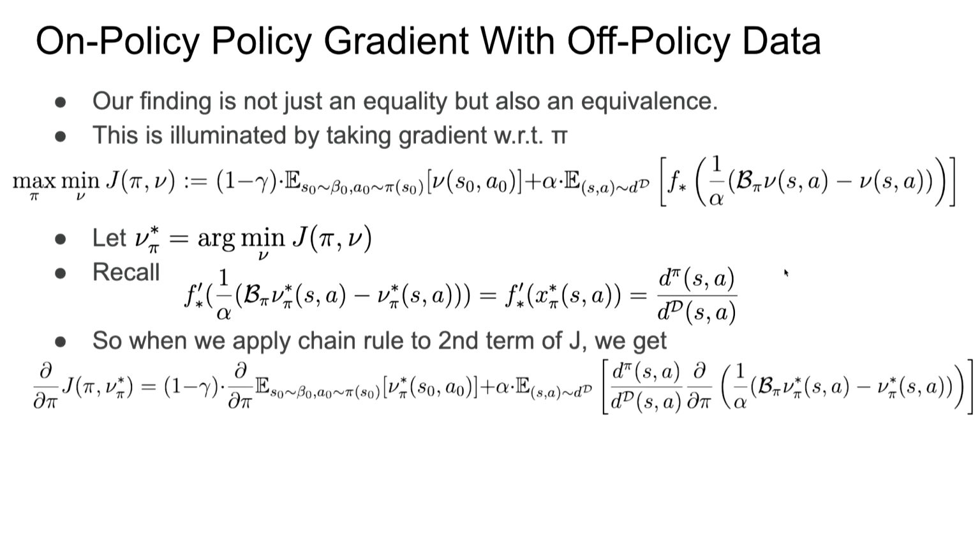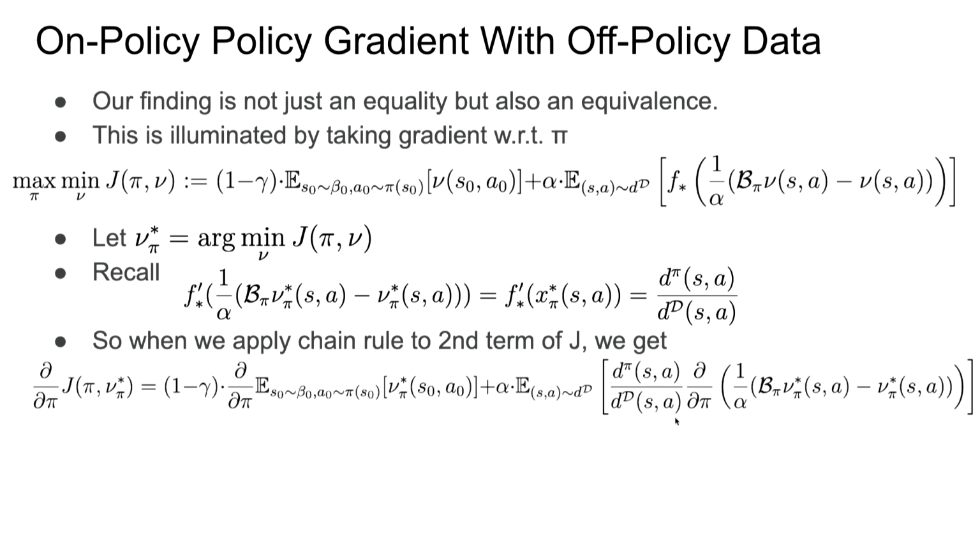And so what this means is when you take the gradient of this term, the off-policy term, you're going to have to use the chain rule. And the first step of that chain rule will take f conjugate prime of the Bellman residual. And that f conjugate prime is this density ratio here. And then there's some rest of the chain rule.